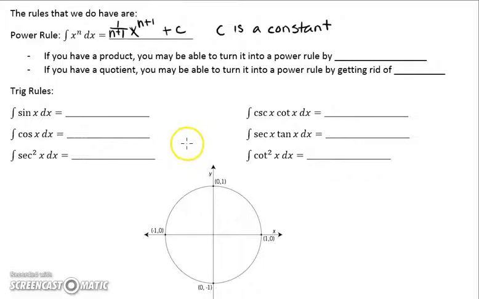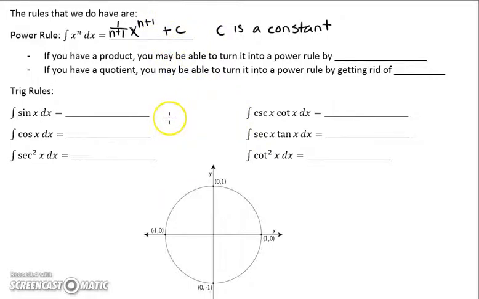So the antiderivative, again, we want to think about it as: what function has a derivative of this thing right here? What function is going to have a derivative of x to the n? It really could be infinitely many things because of this c.